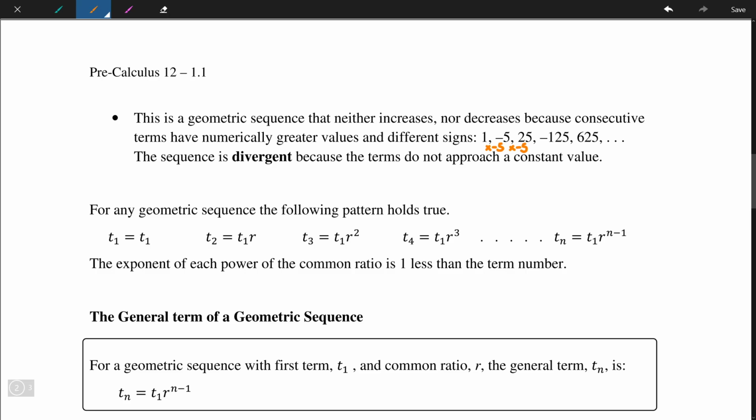However, it is, of course, possible to have geometric sequences that neither increase nor decrease, but are convergent. And we'll talk about how to determine if a sequence is convergent or divergent in an upcoming example.